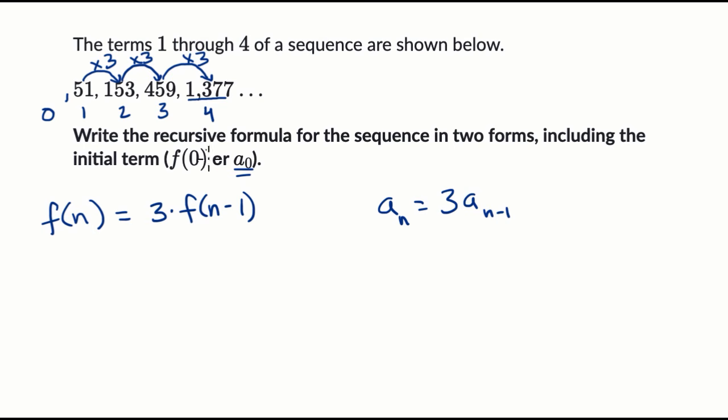Now, what is f of 0 or a sub 0? Well, to go one term back, instead of multiplying by 3, we just divide by 3. Or another way of thinking about it is, what do we have to multiply by 3 to get to 51? Well, 51 divided by 3 is 17. So we could write f of 0 is equal to 17. That's that initial condition, so to speak, or where we're starting from, or the initial term. Or we could write a sub 0 is equal to 17. And we're done.